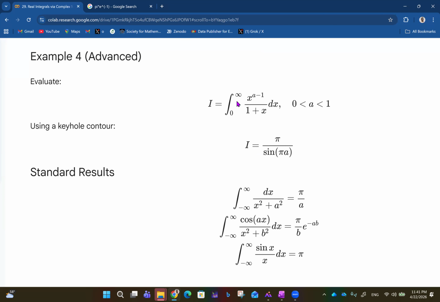So these are the standard results for this kind of thing. The standard results generally for real integrals via the complex method: the integral from minus infinity to infinity of dx over x squared plus a squared is pi over a. That's why when we did x squared plus 1, we just got pi, that's pi over 1. If it is x squared plus 4, we get pi over 2, and so on. Then when you have cos ax over x squared plus b squared, you get pi over b e raised to the power minus ab. Then for the integral from minus infinity to infinity of sine x over x, you end up getting just pi.